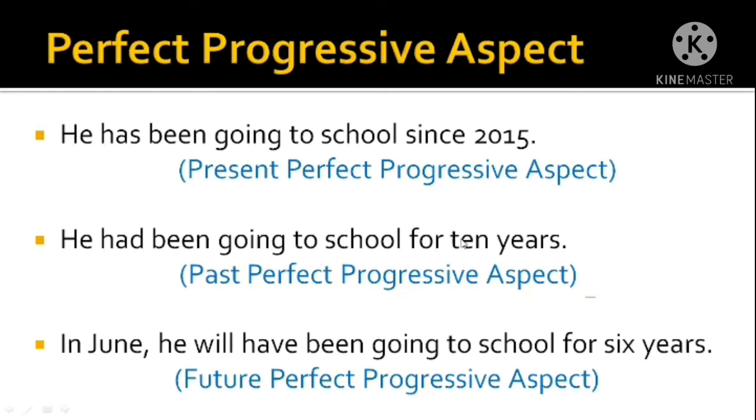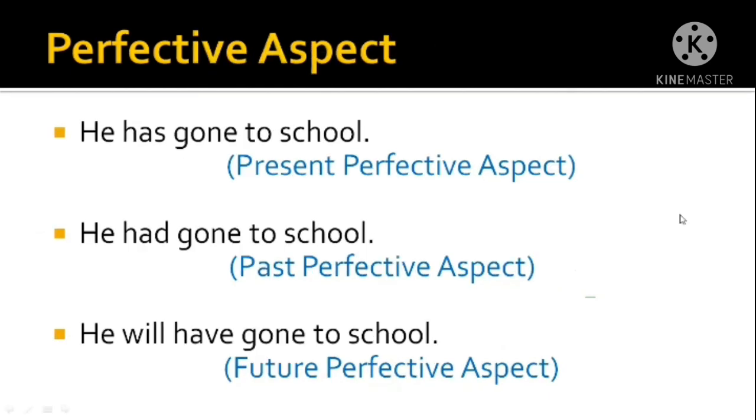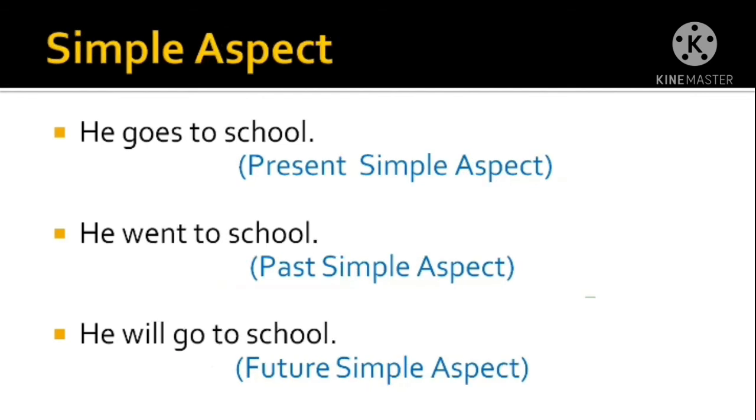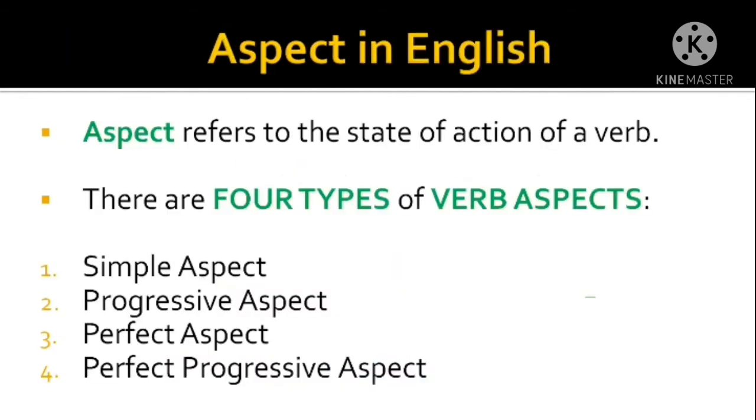So how many aspects are there in English? There are 4 aspects: simple aspect, progressive aspect, perfect aspect, and perfect progressive aspect. So this is what you learned today, as I would like to show you the very first slide when I started with this one, and it clearly indicates that there are 4 types of verb aspects, or else you can say aspects of English tenses. You can say aspects of English also, no issue.